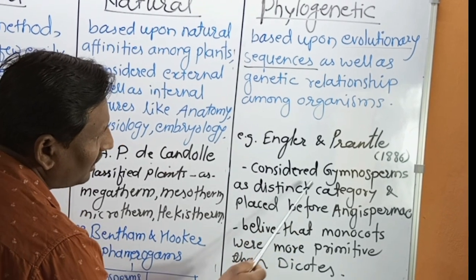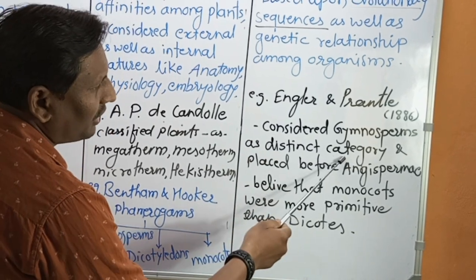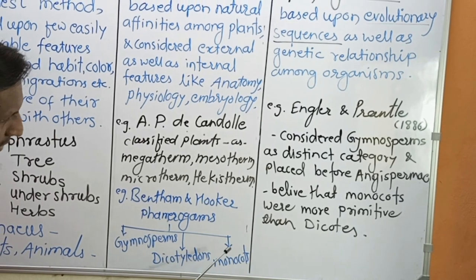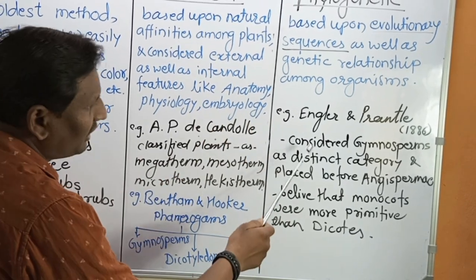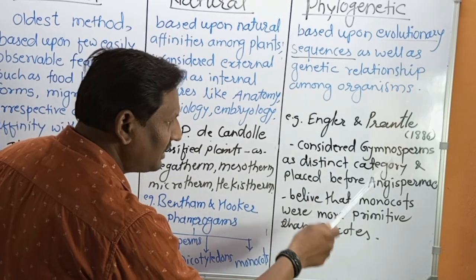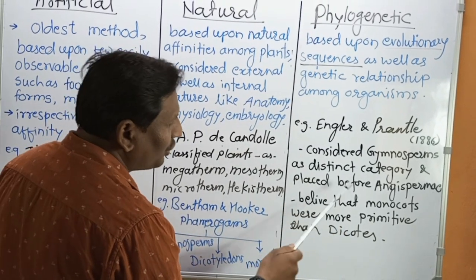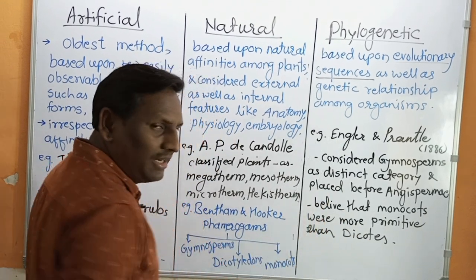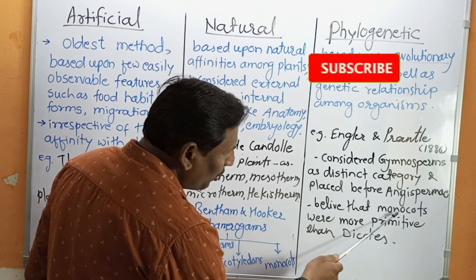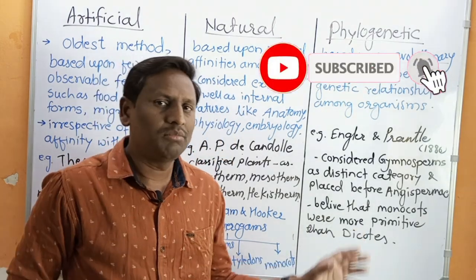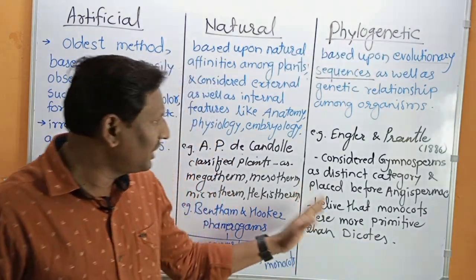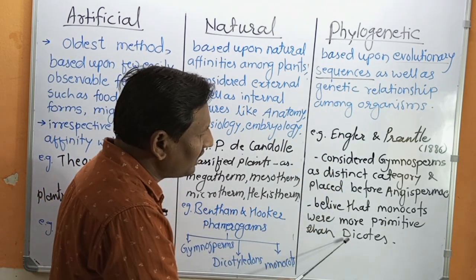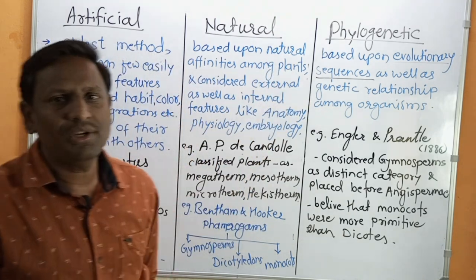For example, the classification given by Engler and Prantl, where they considered gymnosperms as a distinct category. Here we see that gymnosperms, dicots and monocots were on the same line, and in phylogenetic relationship gymnosperms were considered a distinct category from the angiosperms, and they are placed before the angiosperms. Engler and Prantl also considered the monocots more primitive than the dicots. Okay, so in this third one, the phylogenetic sequence, the evolutionary sequence, was considered, and on that basis this relationship is given here.